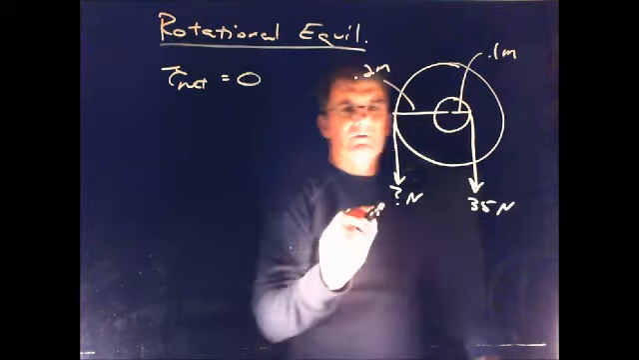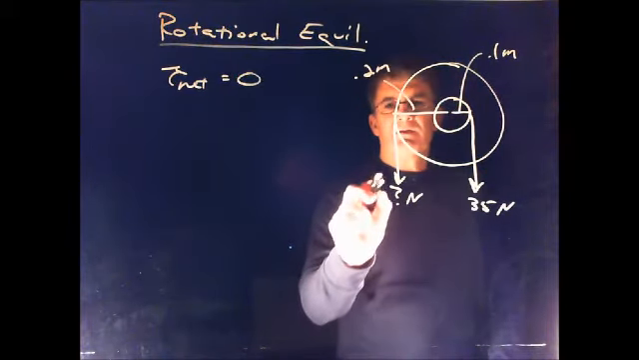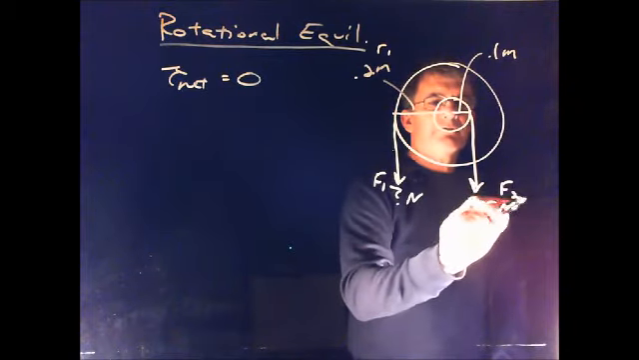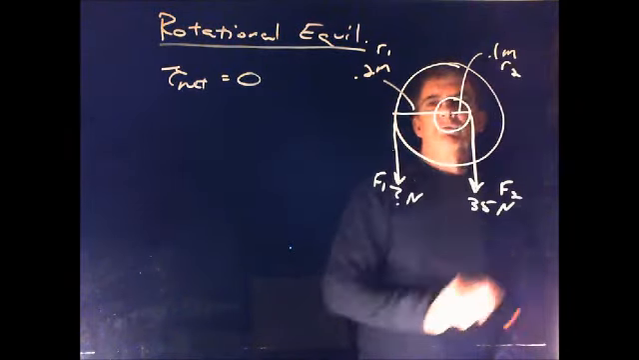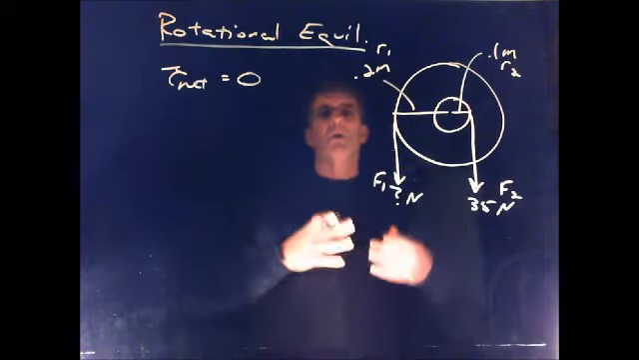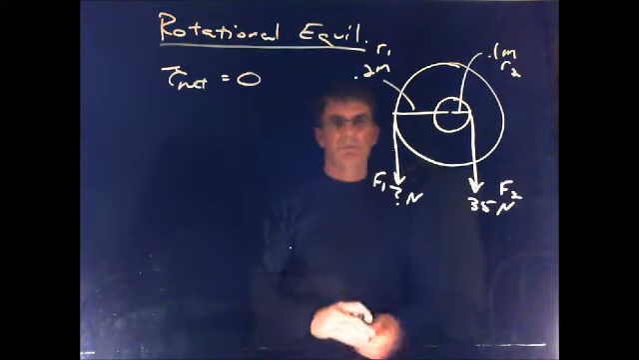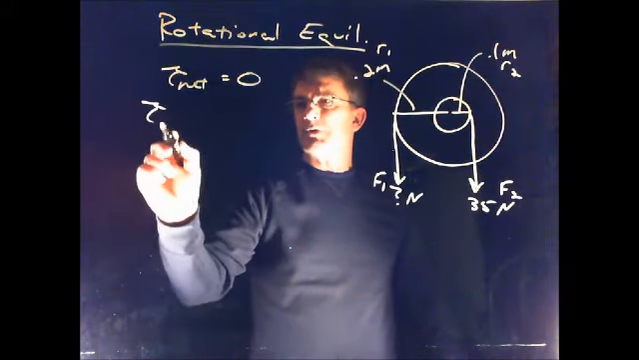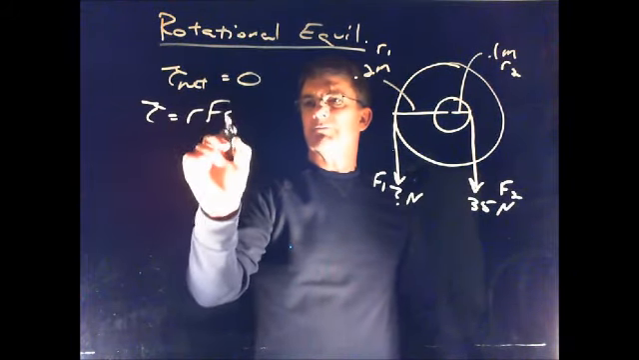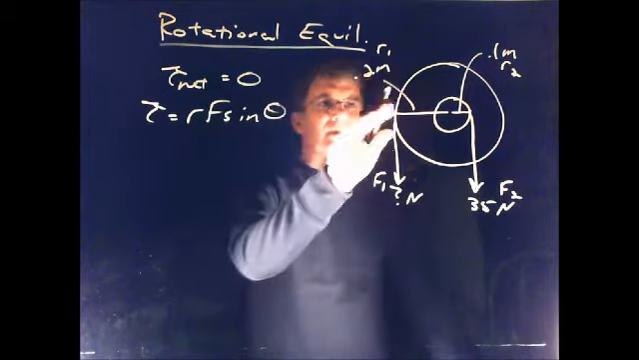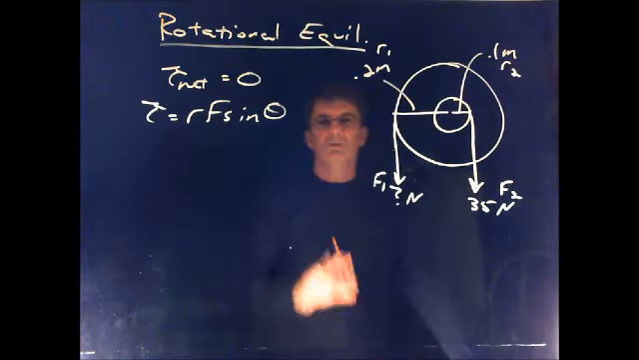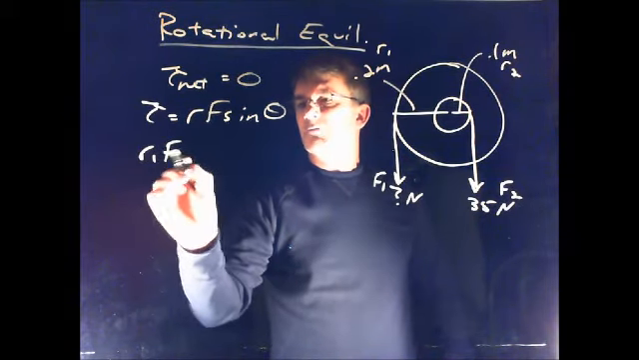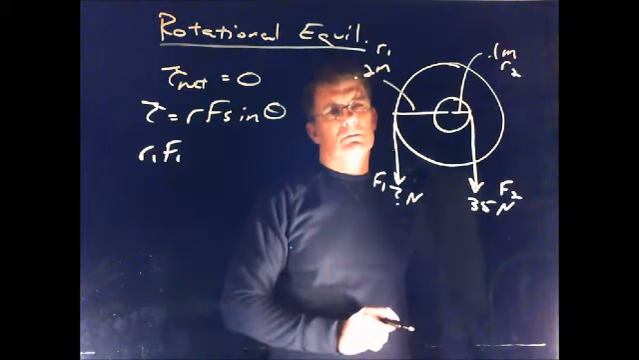And so if I call this F1, R1, F2, R2, I need to sum up all my torques. Now, when I sum up all my torques, I'm using the expression torque is R F sine theta. Theta in all cases is 90 degrees. Sine of 90 is 1. R1 F1 is torque 1.